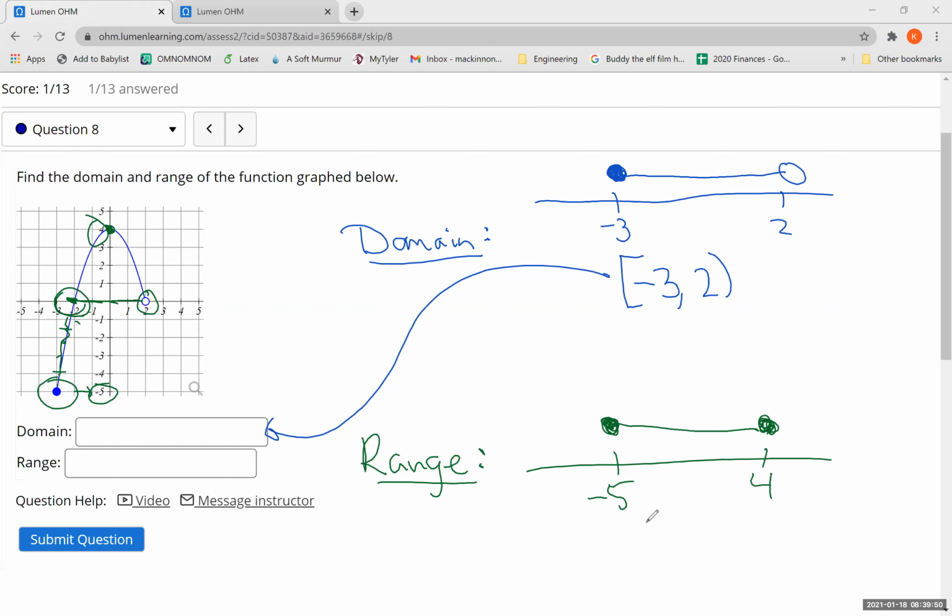Pause the video and write this out as an interval. All right, we're going to have -5 inclusive, 4 inclusive, and that is my range. Again, make sure you're using proper notation for these intervals.